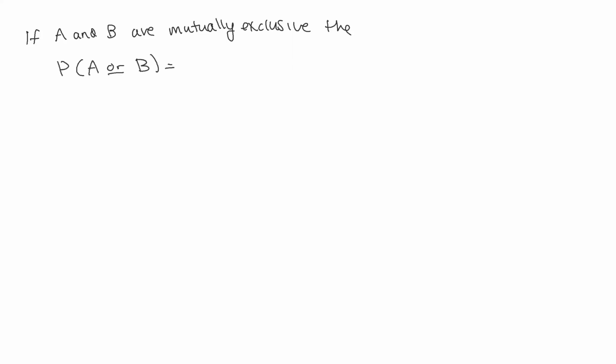Now, as far as the probabilities when we're dealing with OR, we have the following setup. If A and B are mutually exclusive, then the probability of A or B is the probability of A plus the probability of B.